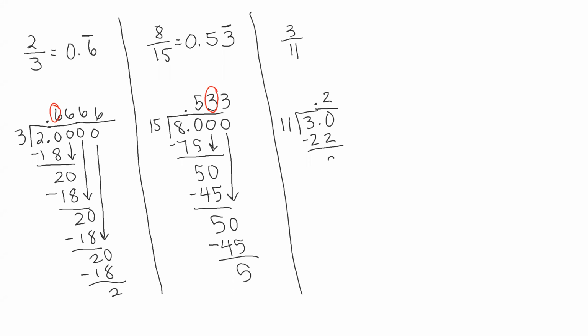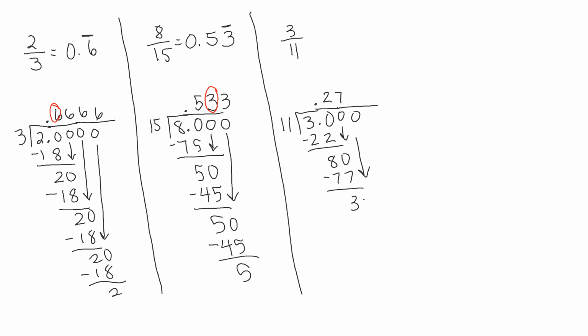We subtract it, we get 8. Well, let's add a 0. The closest I can get with 11 going into 70 or into 80 would be 7. 7 times 11 is 77. I subtract and I have a 3 again. So let's see what happens here.